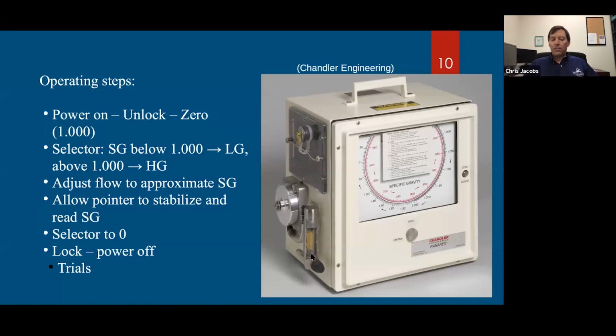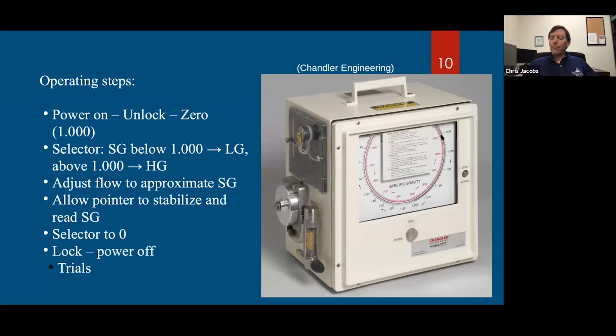Like I said, this is a ball style flow meter. The ball is right here. In the video, you'll see it move up to a location which is about the specific gravity. So you can see how that works. Now, it'll take maybe 10, 20, 30 seconds for the specific gravity needle to start moving in this direction.